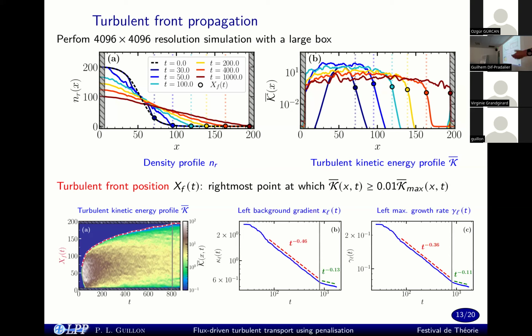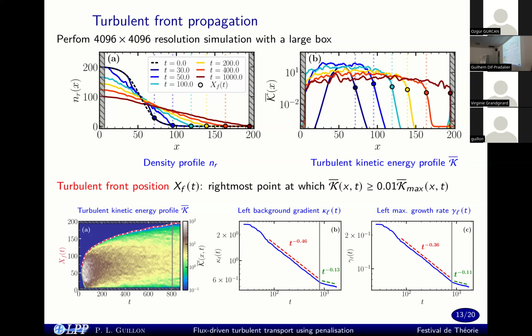Then we can also look at some linear properties, linear parameters of the system. So we can define a mean background density gradient between the left part of the profile and the front. And we can compute the corresponding growth rate of the linear instability. And we see that it decays according to some power law. And when it reaches the right buffer, it decays also, but according to some slower power law.